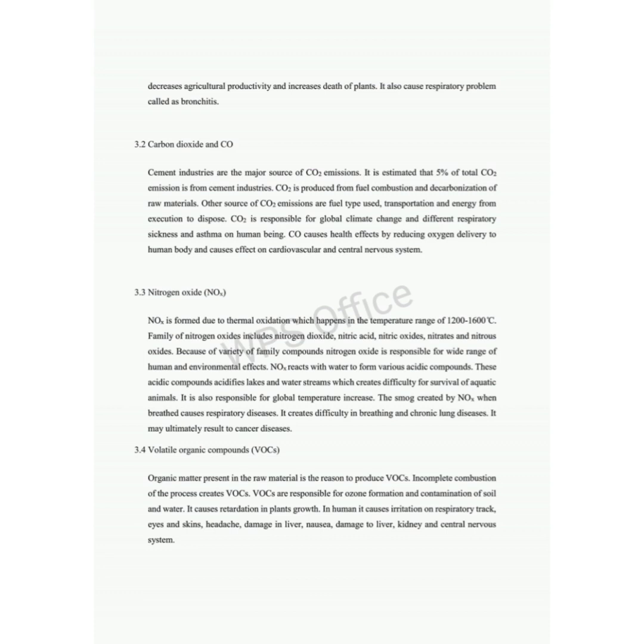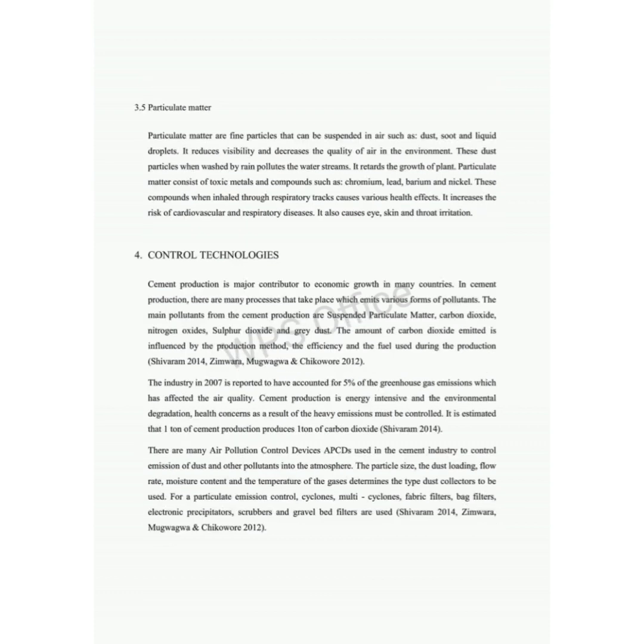Particulate matter are fine particles that can be suspended in air such as dust, soot and liquid droplets. It reduces visibility and reduces the quality of air in the environment. It retards the growth of the plant. Particulate matter consists of toxic metals such as chromium, lead, barium and nickel.